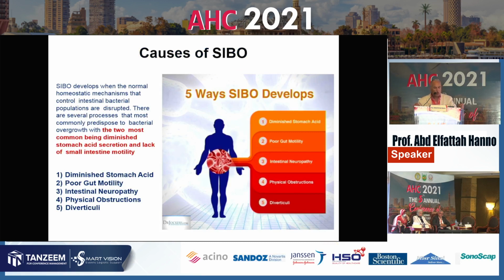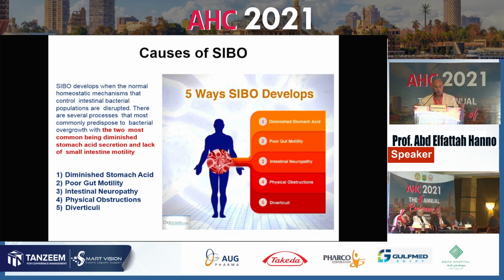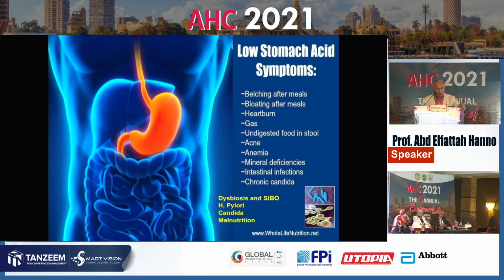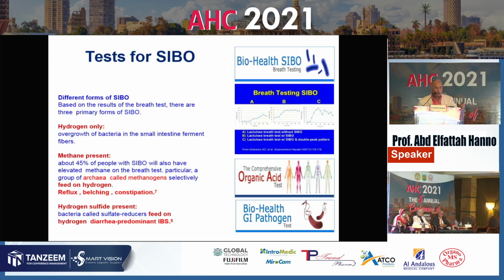So, the most common causes of SIBO are diminished stomach acidity, poor gut motility, intestinal neuropathy, and physical obstruction, as well as diverticulosis. Low stomach acid symptoms will lead to belching, bloating, heartburn, gas, undigested food, acne, and anemia. This is considered one of the causes of SIBO.